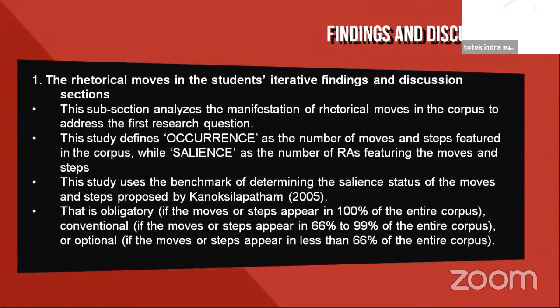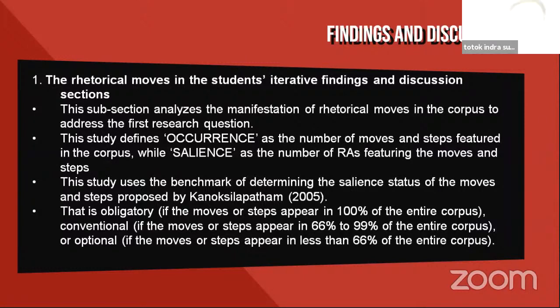There are the rhetorical moves in the students' findings and discussion section. This subsection analyzes the manifestation of the rhetorical moves in the corpus to address the first research question. First, we would like to present the finding for the realization of the rhetorical moves by the students to answer the first research question. Second, this study defines occurrence as the number of moves and steps featured in the corpus, while salience is the number of phrases featuring the move and the step.